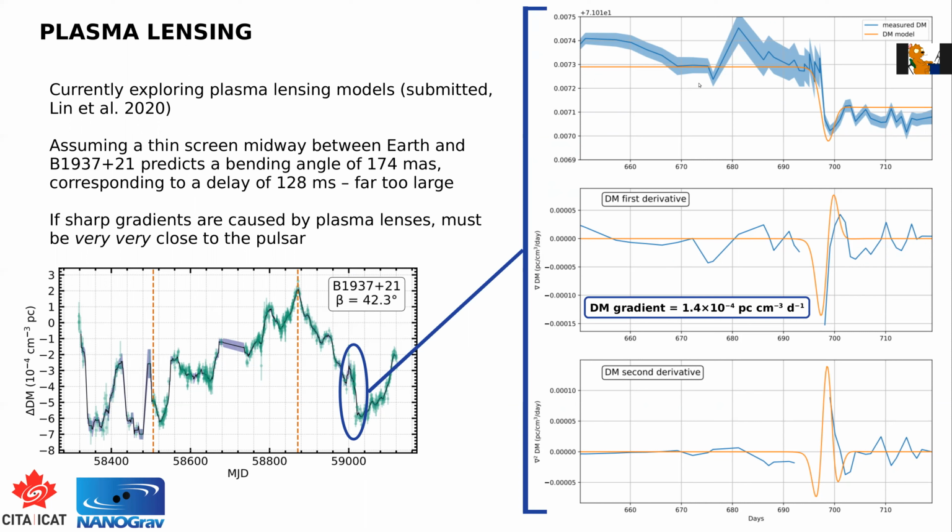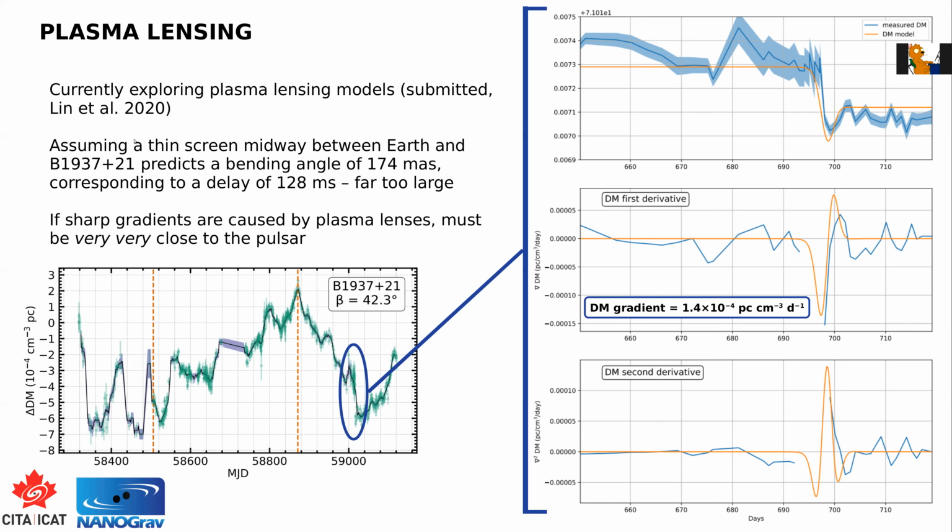But the interesting thing is that if we model this event as such, we start to get predictions of a bending angle of 174 milliarcseconds, which corresponds to a time delay of 128 milliseconds, which is absolutely enormous. In fact, it's so enormous it doesn't make any sense. The reason for this, though, is probably because our first pass at modeling this assumes that the lens is a thin screen halfway between the Earth and the pulsar.